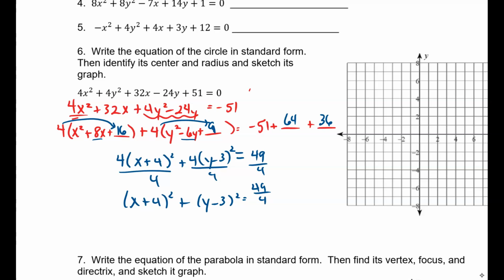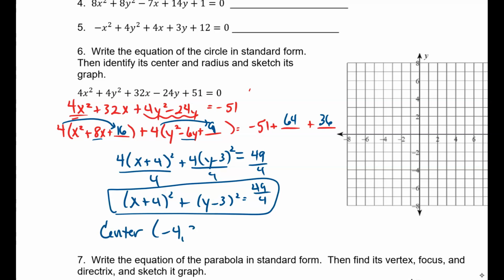All right, that's our standard form for the circle, and our center is going to be at negative 4, 3. Remember, it comes out the opposite. Our radius is the square root of 49 over 4, which is going to end up being 7 over 2, or you could say 3.5 while you're graphing it. So let's do our quick graph. We go over to negative 4, 3 as our center, and then remember, to graph a circle, you take the radius and go right, left, up, and down that distance away from the center.